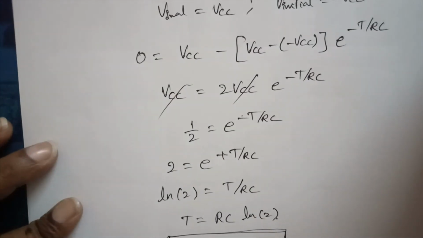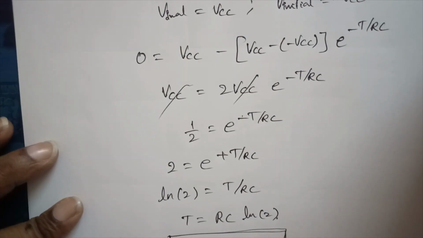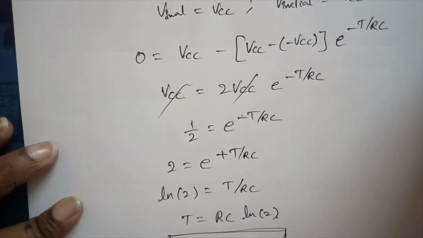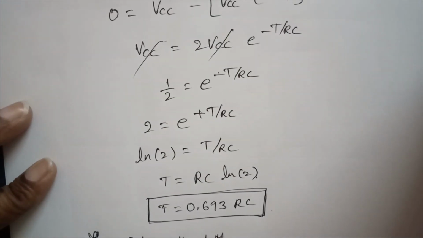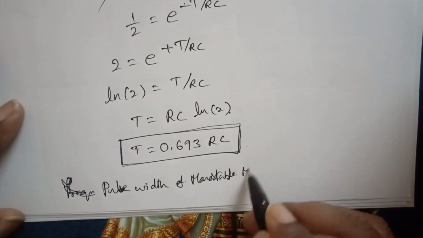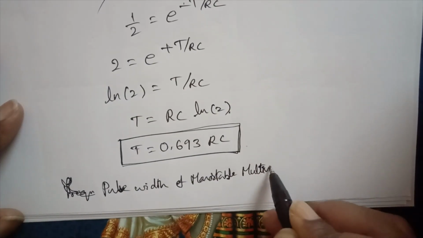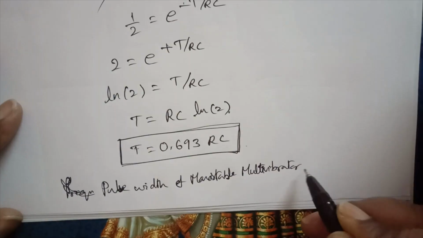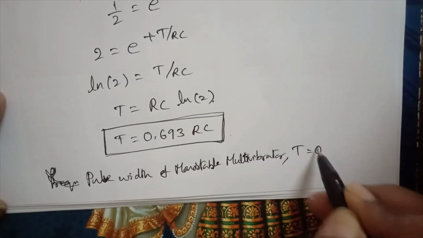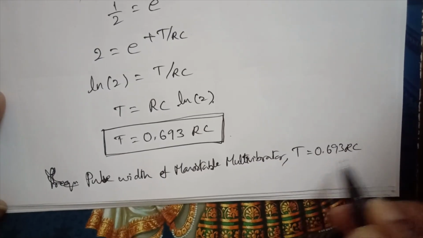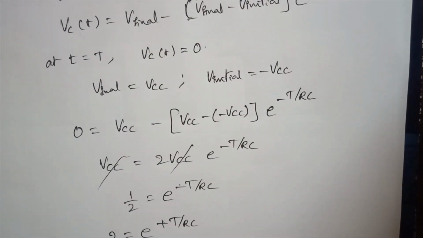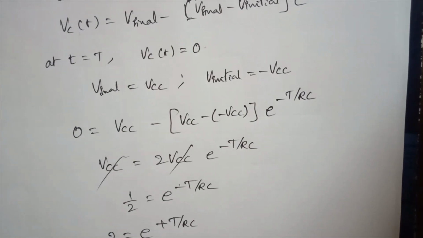So the pulse width of the monostable multivibrator is T is equal to 0.693 RC. That's all. So the monostable multivibrator generates the pulse train, so it is used as a pulse train generator.